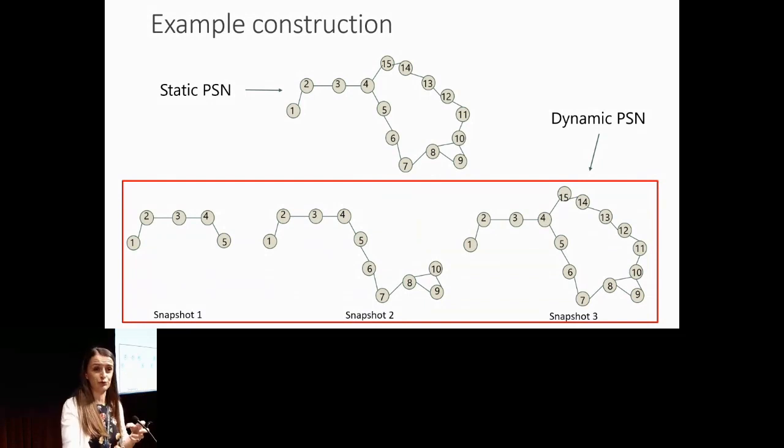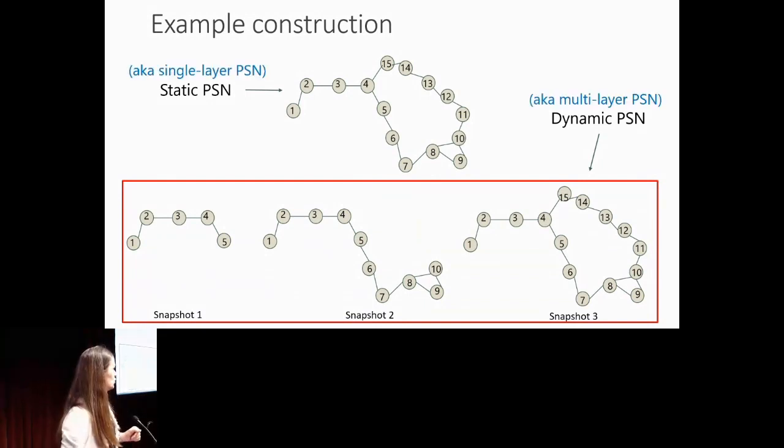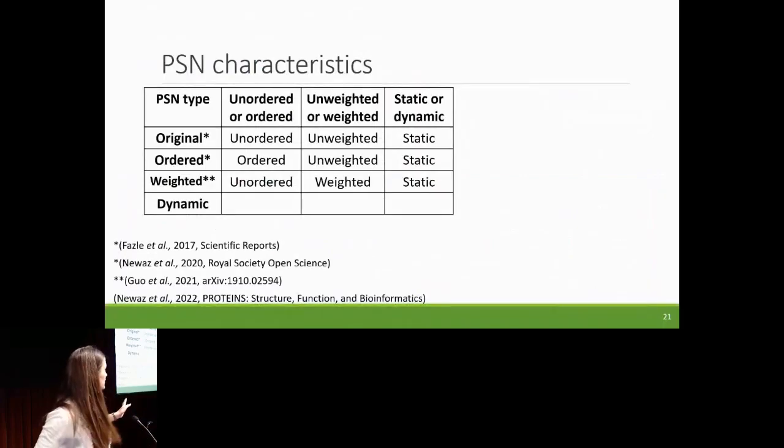So using the word dynamic might confuse the reader. We did agree in the paper to change it to multi-layer versus single layer PSNs, but just for the purpose of the talk, I'll call them dynamic PSNs because we are dealing with dynamic networks, just not process dynamics of the folding process. So now we introduce another PSN type called dynamic networks, and compared to original PSNs, we still treat them as ordered and unweighted, just introduce dynamics.